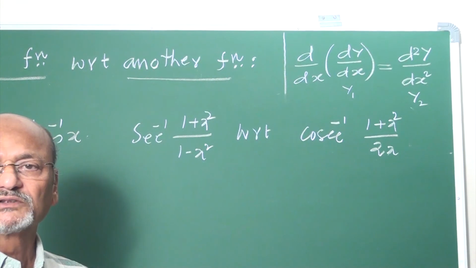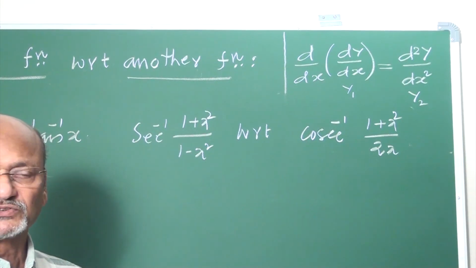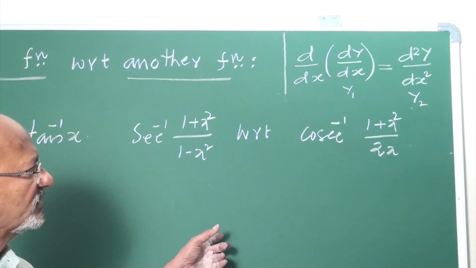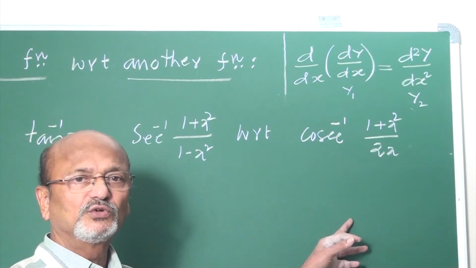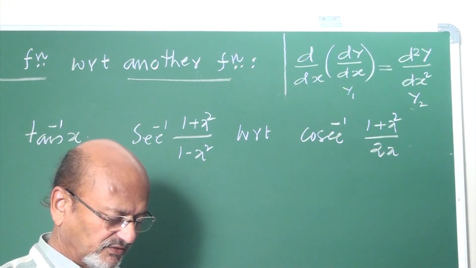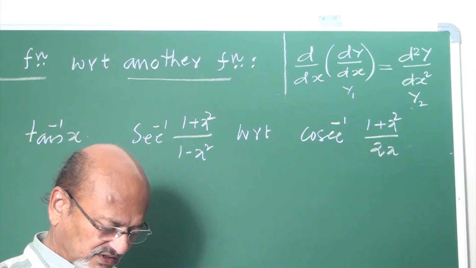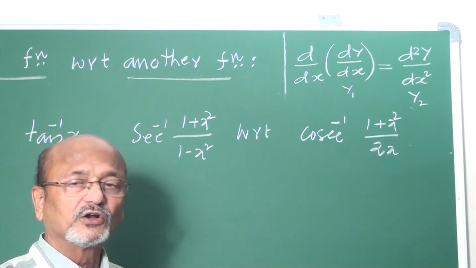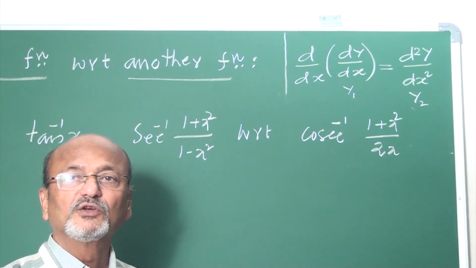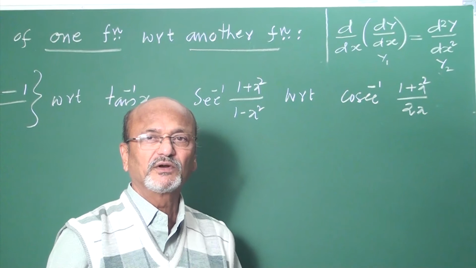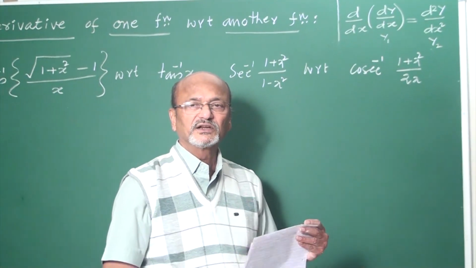These are some examples under derivatives of one function with respect to another function. Here also you have to convert in terms of cos inverse to tan inverse, sin inverse to tan inverse. Direct answer. This finishes some examples on derivatives of one function with respect to another function. This finishes, my friends, entire differentiation.